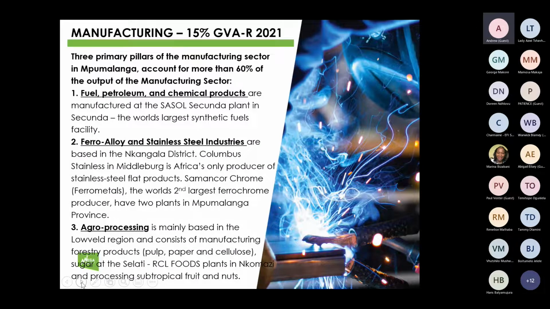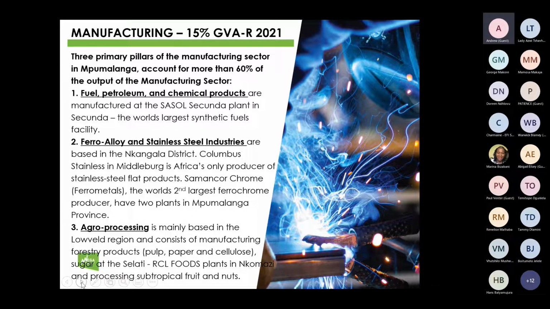Our manufacturing sector is also extremely important, and it rests on basically three pillars. Firstly, we've got our fuel, petroleum, and chemicals products. These are mainly produced down in the south of our province with Sasol Secunda. This is the world's largest synthetic fuel facility.